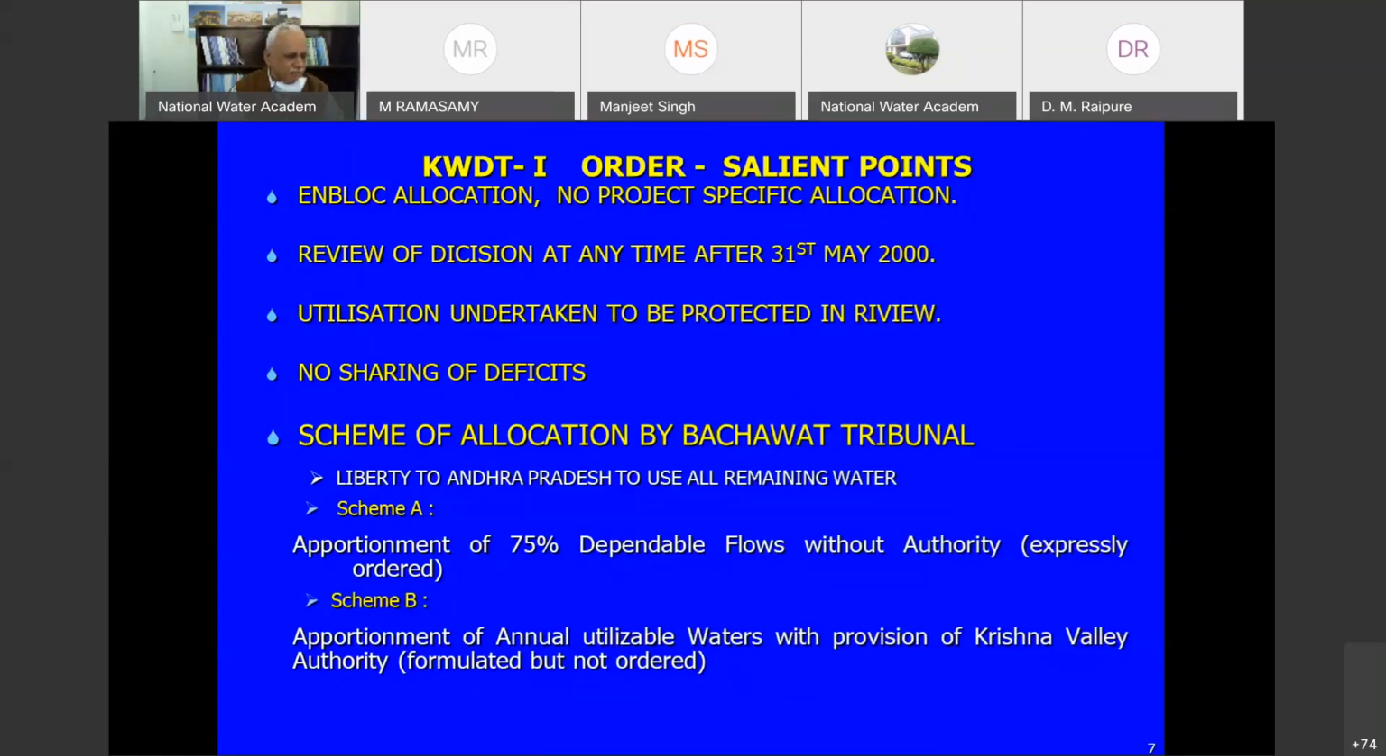So since there was no agreement, and another issue was for fuller implementation there has to be an authority. Though tribunal could have done it, but as there was no agreement between the party states, tribunal left it to the wisdom of the party states for appointment of authority, and hence scheme B was not the decision by KWDT 1. Only scheme A was ordered, and that has come in the final order which has been notified by Government of India.